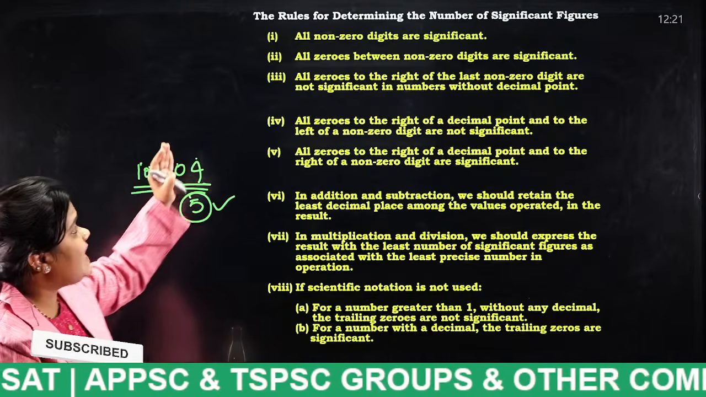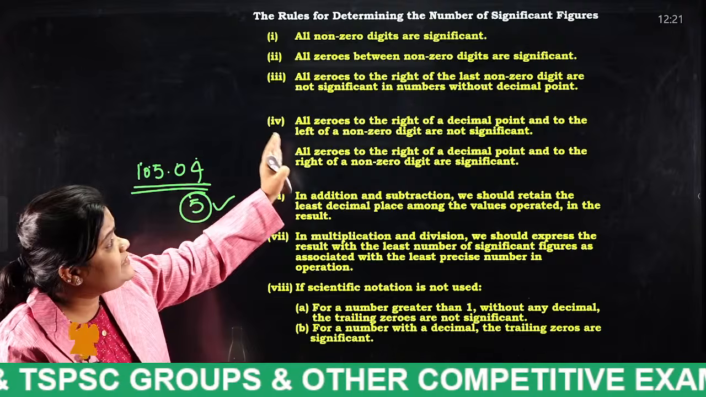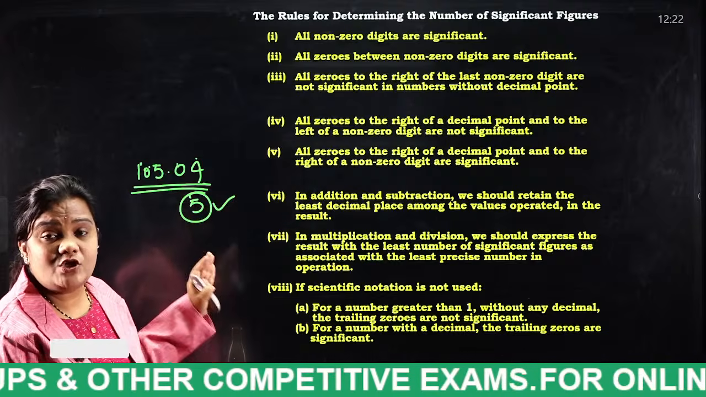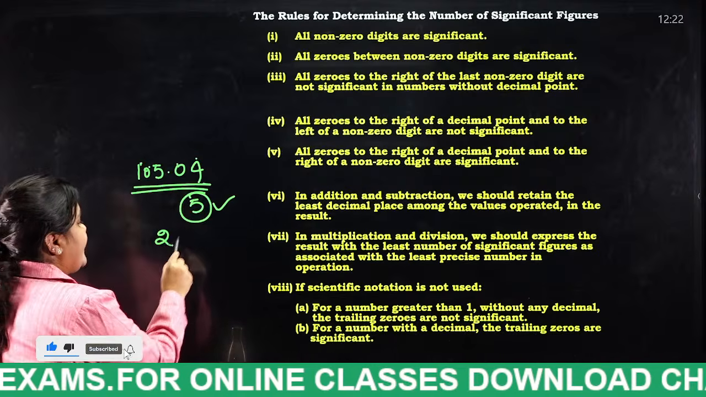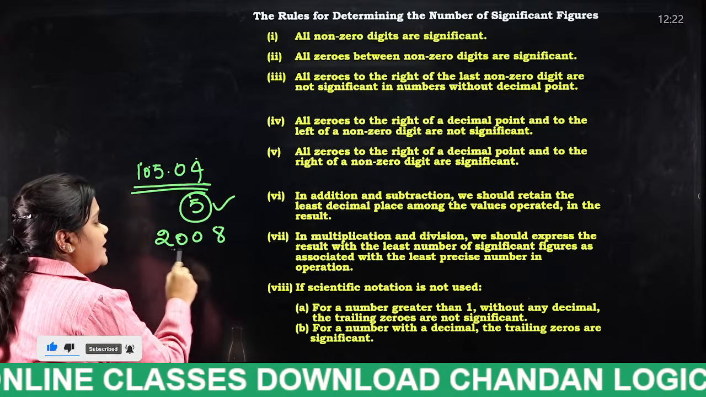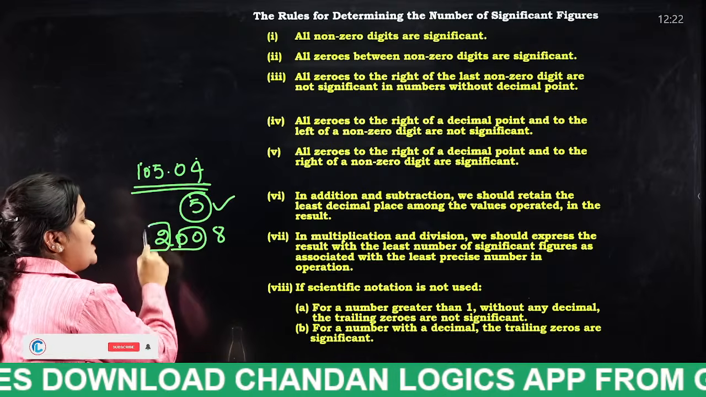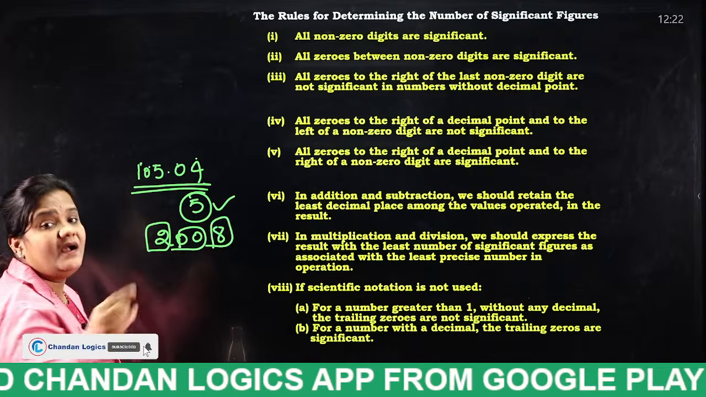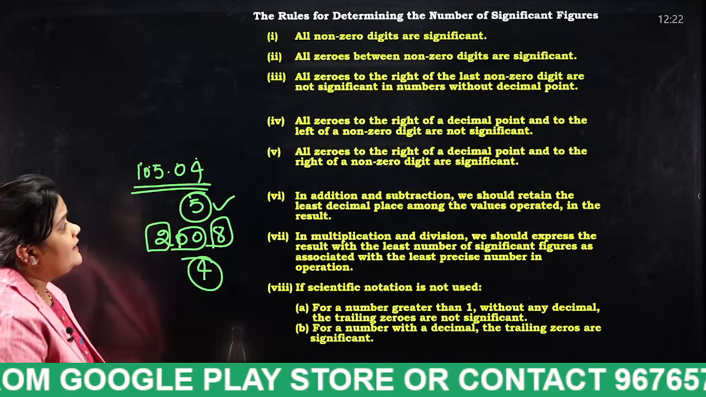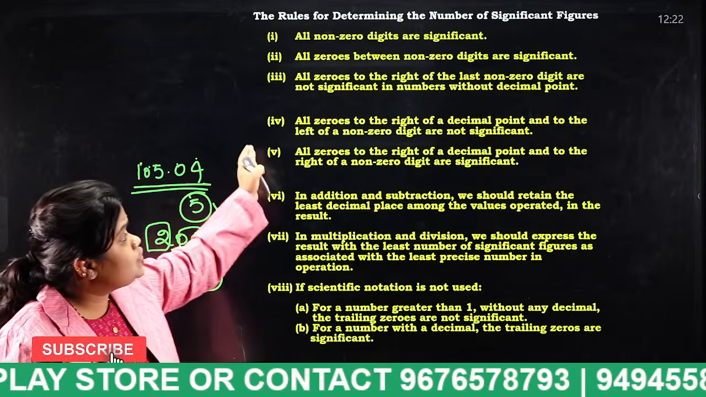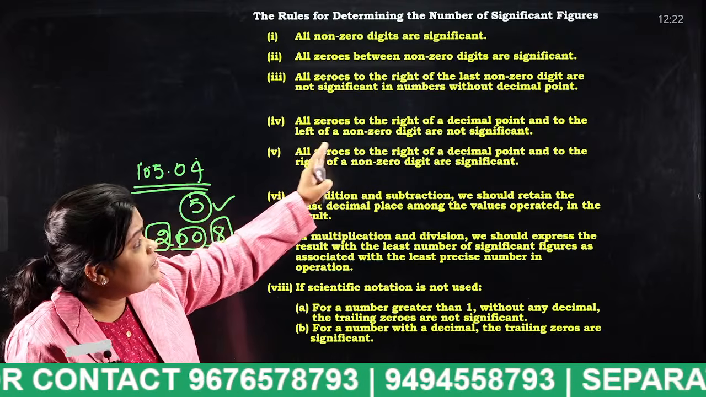The second rule is that all zeros between non-zero digits are significant. For example, 2008. These are the two zeros which are between two non-zero digits. So how many significant digits do we have? 4.